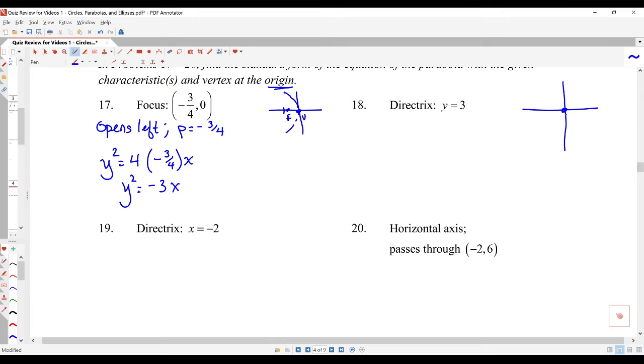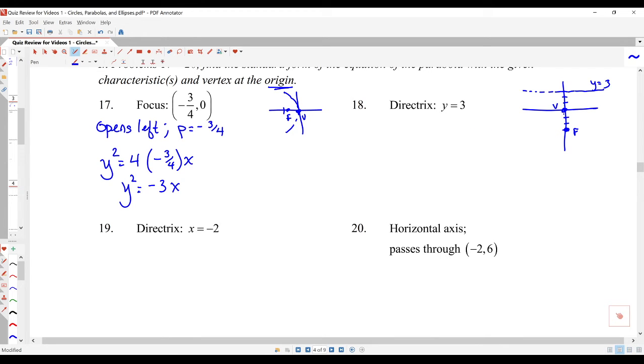All right, number 18. Again, vertex at the origin. Directrix is now y equals 3. So y equals 3 is a horizontal line up here. Since that distance is 3, that must mean the focus is going to be 3 on the other side of the vertex.